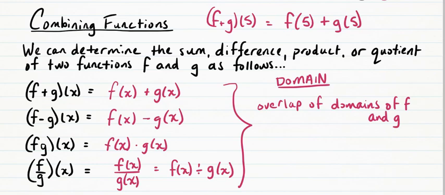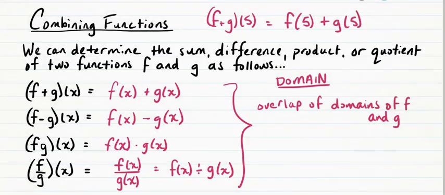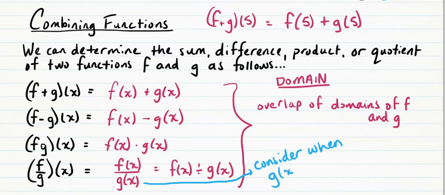combined function. Now there's one exception here, and that's for the quotient of two functions, because here we need to consider when the denominator of this combined function is equal to 0. So here we want to consider when g of x is equal to 0, because we will have added restrictions there. So in other words, for the division of two functions, the domain will be the overlap of the domains of f and g, with the added restriction that g of x cannot equal 0.